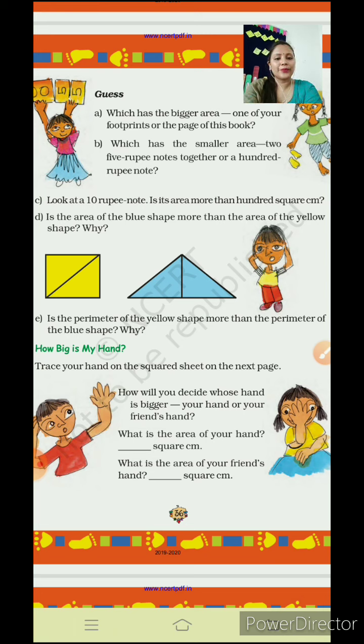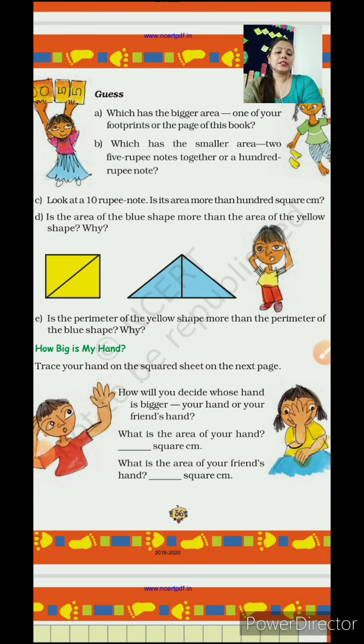Yes or no? 100 square centimeters means 10 into 10, 10 length and 10 breadth. Okay, so is it possible? No. So a 10 rupees note is less than 100 centimeter square, not more than 100 centimeter square. Clear?